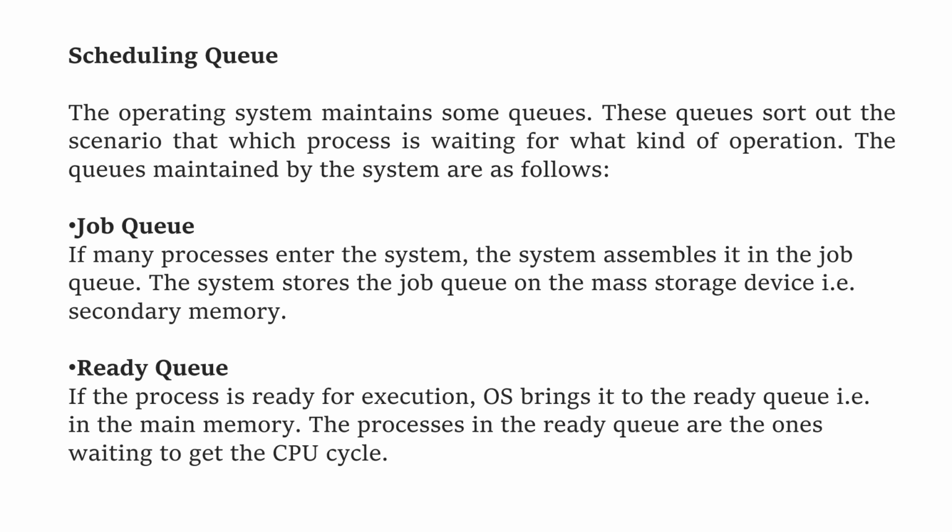First is the job queue. If many processes enter a system, the system assembles them in the job queue. The system stores the job queue on the mass storage device, that is the secondary memory.